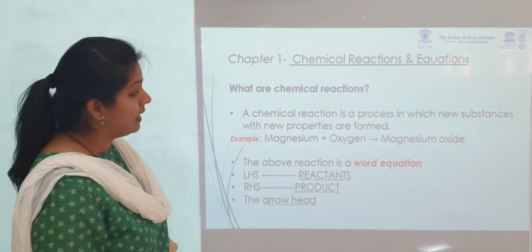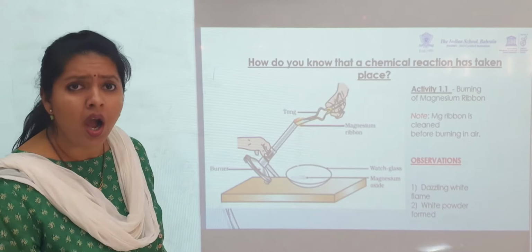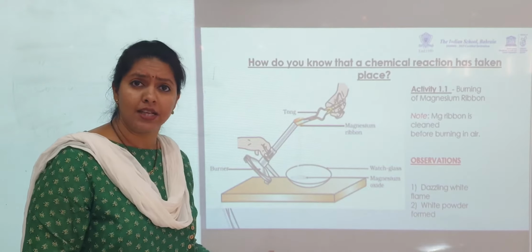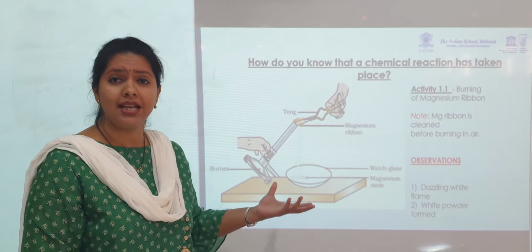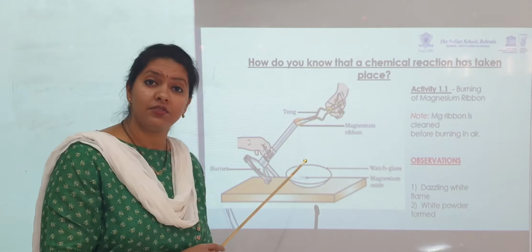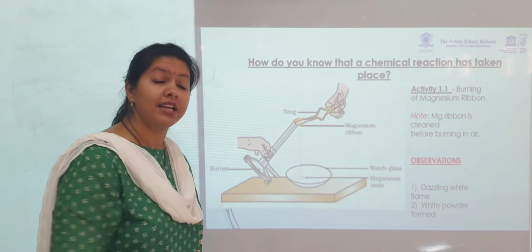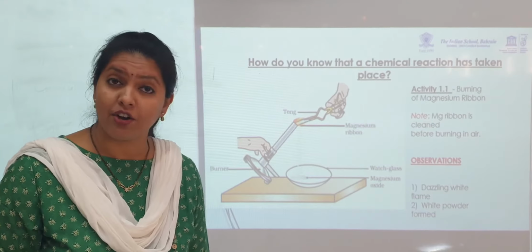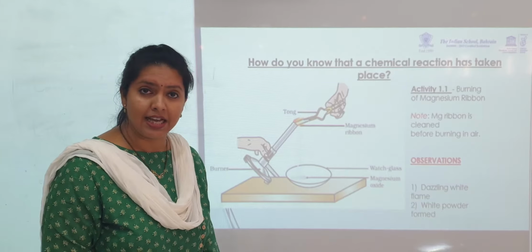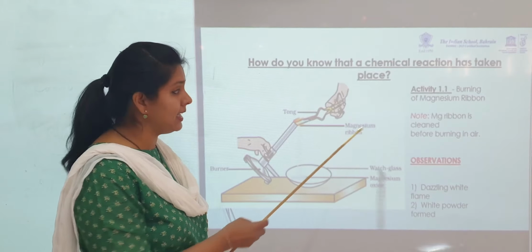Okay. Let us now understand, how does a chemical reaction take place? How do I know that a chemical reaction has happened? There are a few activities listed. Let us go through it. The first one being burning of magnesium ribbon, which you are very well aware of. You have already performed it in class 9.